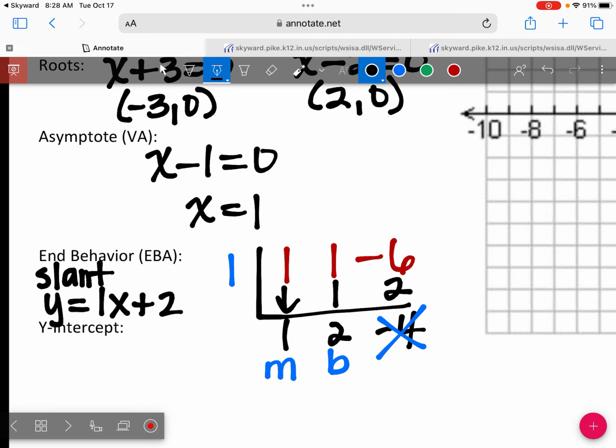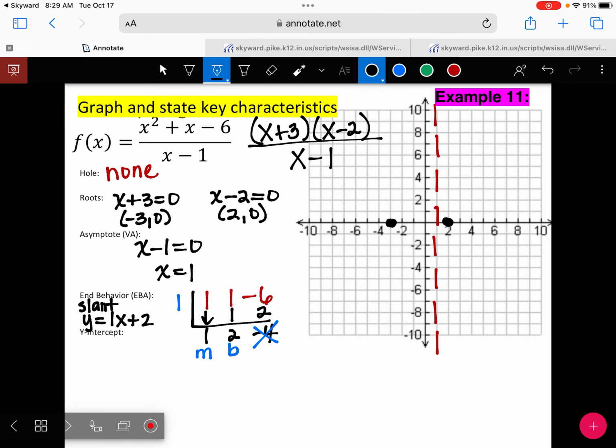Raise your hand if you remember how to graph a line. Y equals x plus 2. All right, you start at the y-intercept. So what is my y-intercept? What is b? 2. So I'm going to switch to red because this is an asymptote.